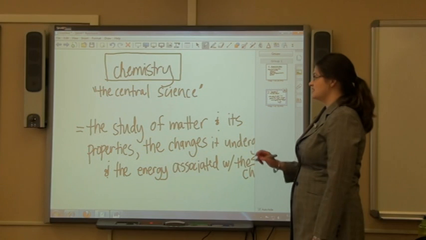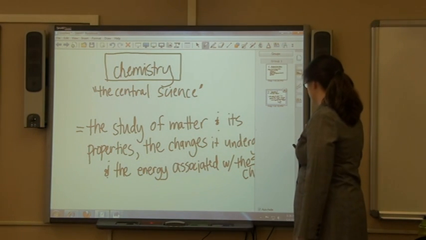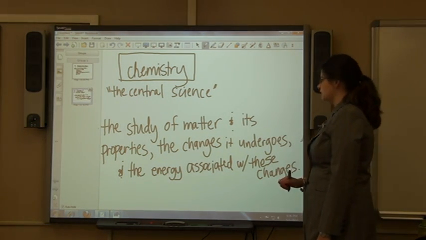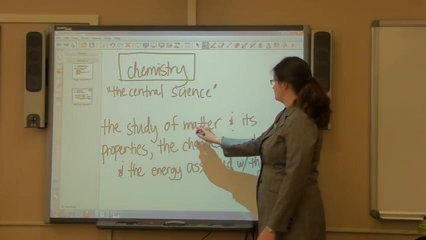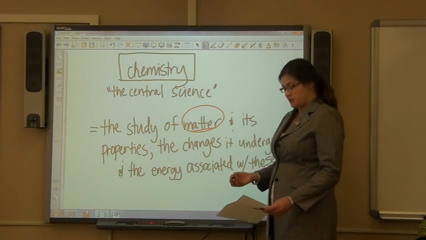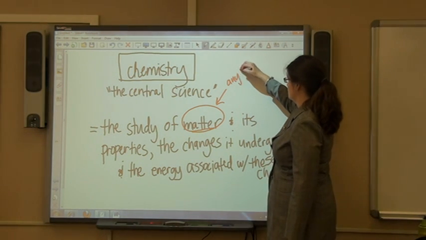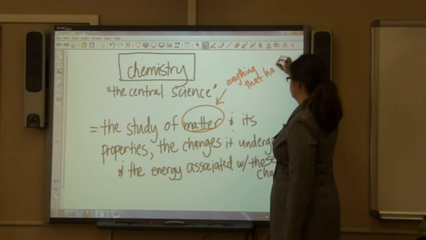Okay, so let's dissect the definition of chemistry. Chemistry is the study of matter and its properties, the changes it undergoes, and the energy associated with those changes. Okay, that's a lot to digest. Let's break it apart. Chemistry is the study of matter. Matter is defined as anything that has mass.